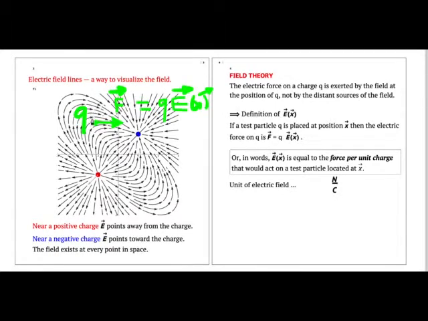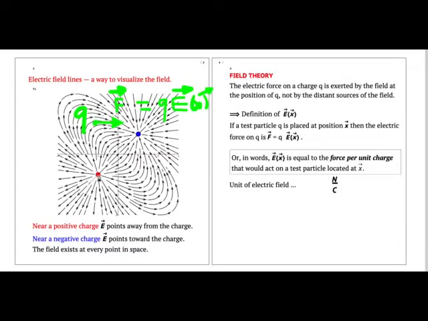Now the electric field exists at this point, even if I don't put the probe there. The electric field doesn't depend on the probe. It doesn't depend on the test particle. It depends on the sources. Now, you can see from the picture, near a positive charge, the electric field direction is away from the charge. That's because if I put a test charge here, positive test charge, it would be accelerated away from that positive charge. Like charges repel.